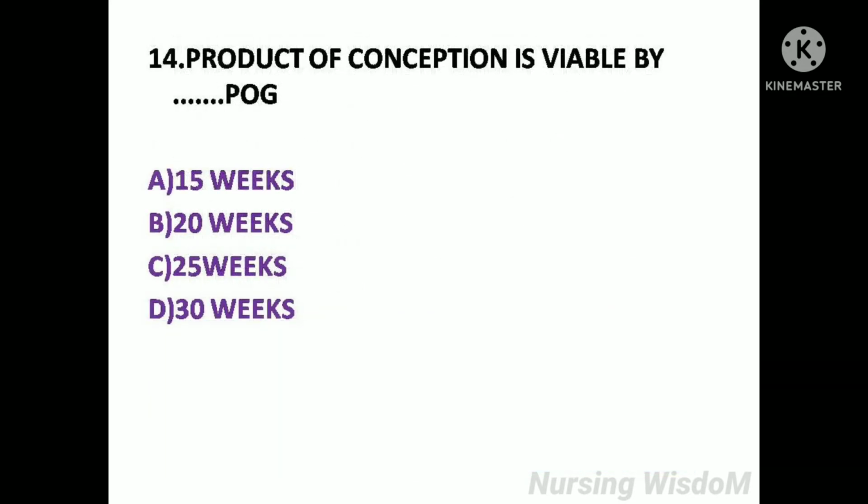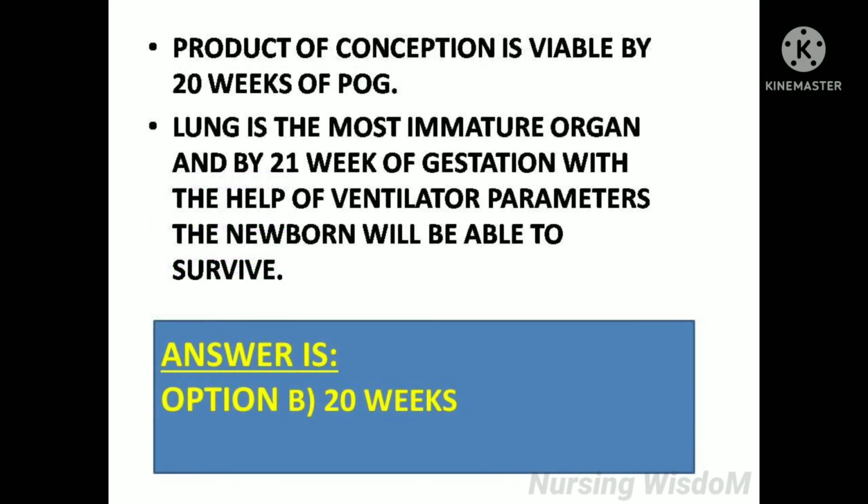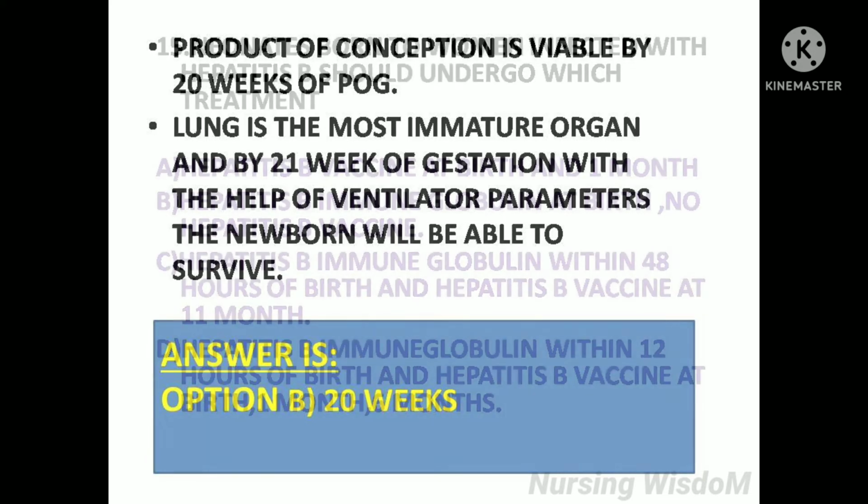Next question, product of conception is viable by dash POG. Option A, 15 weeks. Option B, 20 weeks. Option C, 25 weeks. Option D, 30 weeks. Product of conception is viable by 20 weeks of POG. Lungs are the most immature organ, and by 21 weeks of gestation, with the help of ventilator parameters, the newborn will be able to survive. So here the answer is option B, 20 weeks.